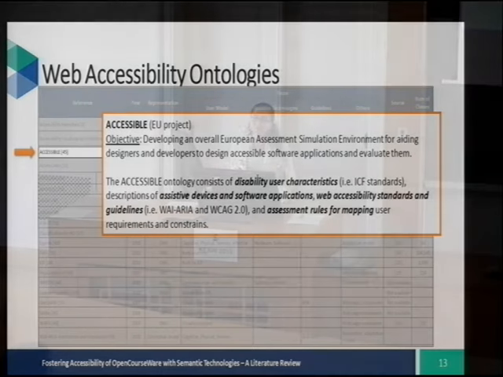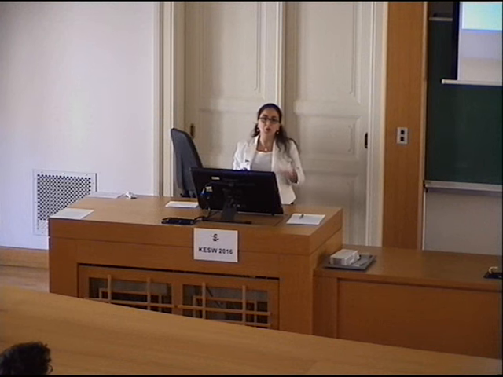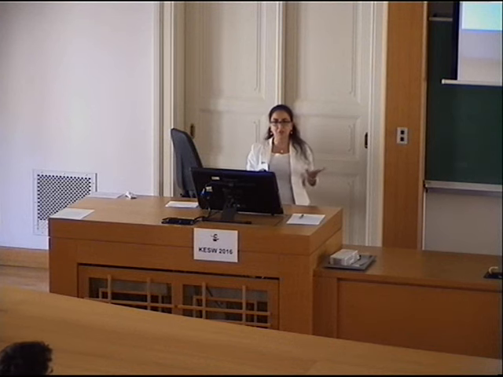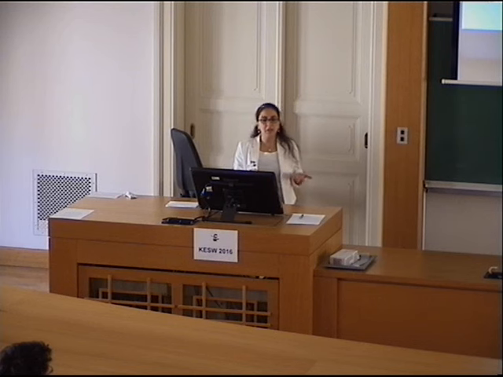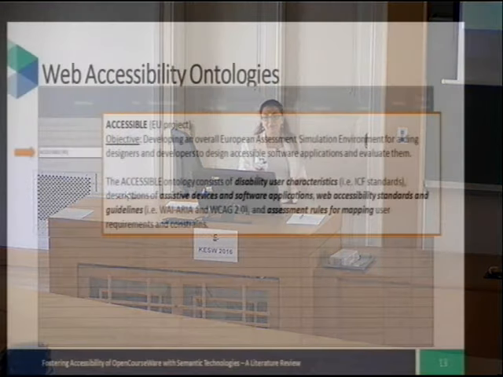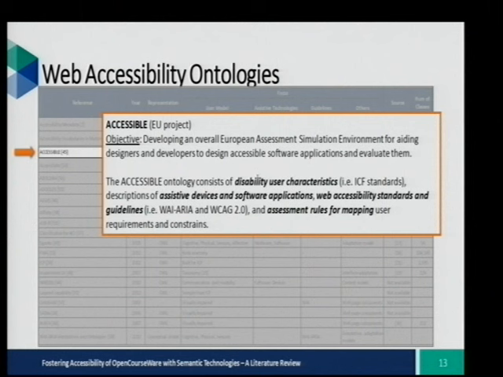What we are interested in, and think we could continue on, is called Accessible. This is an EU project from 2009. It's a little bit old, but a good start. In this ontology, they described disability with many aspects. For the disability user characteristics, they rely on the ICF standards, so they take the vocabulary related to software and neglect any medical details that are not related, which we don't need. So they take only the characteristics we need for further usage in software.